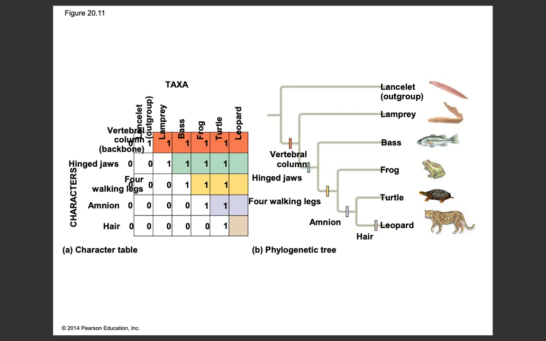Okay, what's next? Four walking legs. Does a bass have four walking legs? No, because the bass came first. Then the four walking legs developed. Does that make sense? So you can just go on, and you know about a lot of these organisms, like for hair, for instance. You know that a turtle does not have hair, so it came first and then hair. So this is showing you how you can use a character table, even when it's messed up, to guide you in creating your own phylogenetic tree.